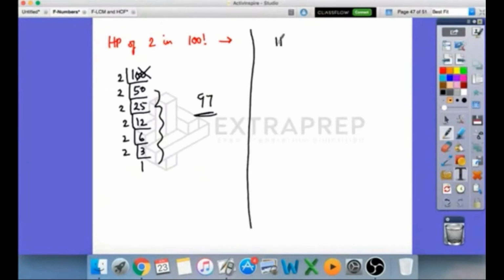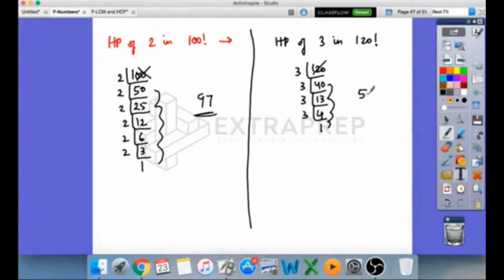If I ask you to find the highest power of 3 in 120 factorial, what do you do? 120. How many 3's are there in 120? 40. How many 3's in 40? 13. How many 3's in 13? 4. How many 3's in 4? 1. Leave 120, add all the others. So 40 plus 13 is 53. 53 plus 4 is 57. 57 plus 1 is 58. That's the answer.